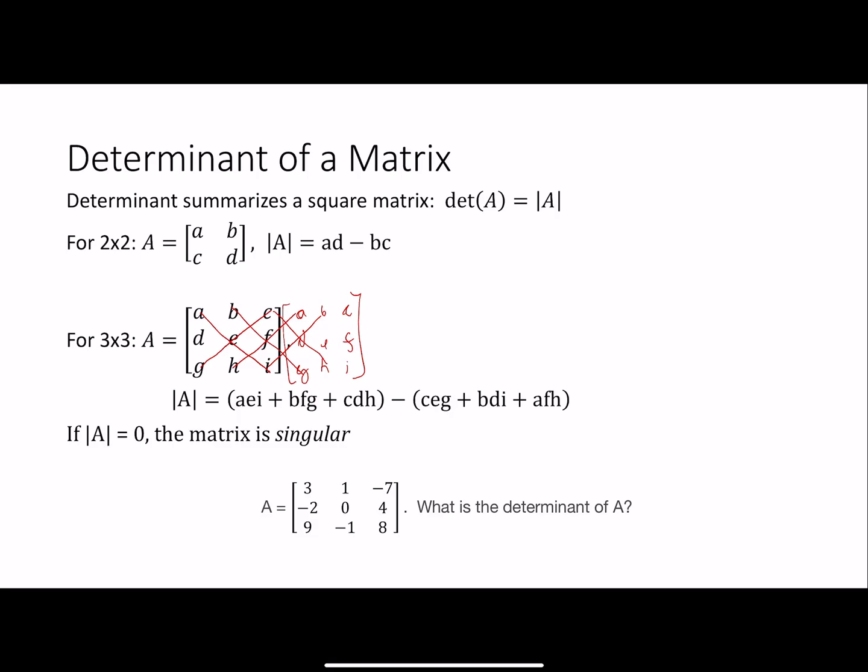Right? So as homework, I ask you to repeat this computation, plug in the formula for this particular matrix, and compute the determinant.